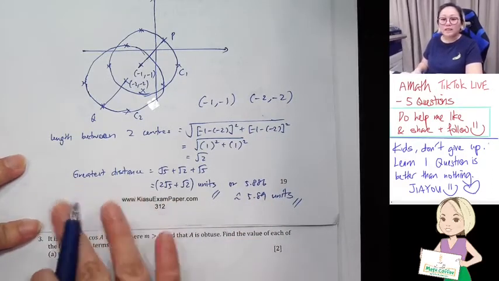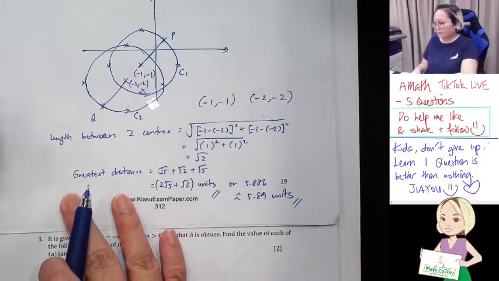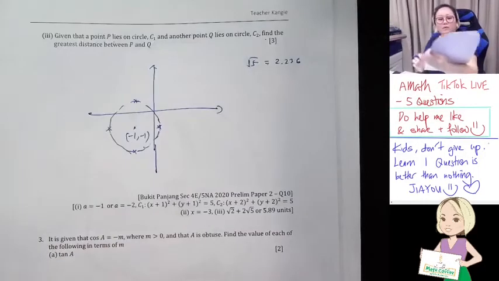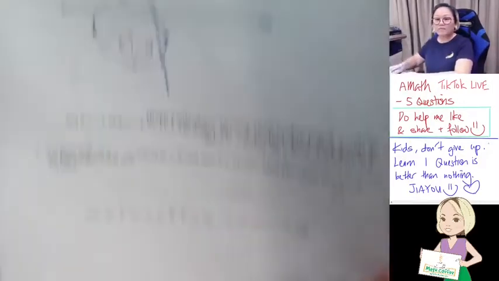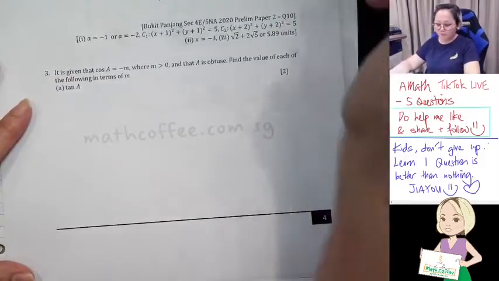So this is the end of the circle question. Let's move on to the next. And the next is the nightmare of many people, which is the trigo question.